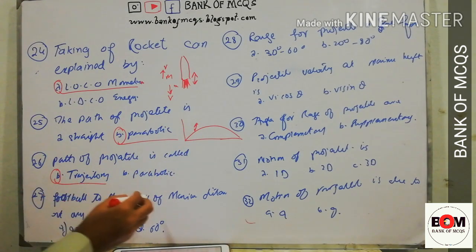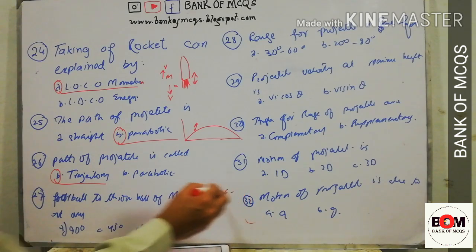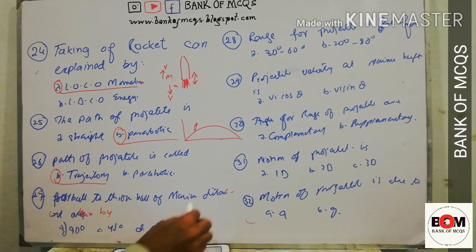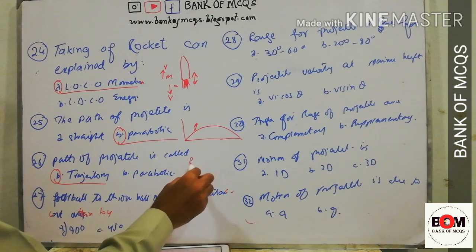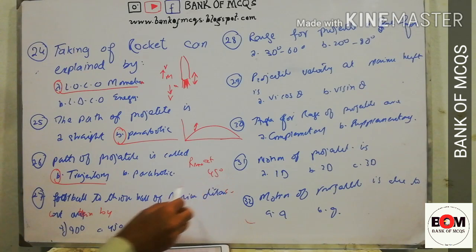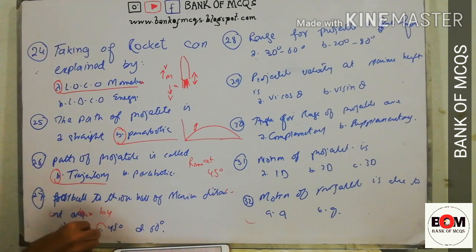A football thrown to cover maximum distance can attain it by 90 degrees, 45 degrees, or 60 degrees. So we know that the range is maximum at 45 degrees. So the true angle is 45 degrees.